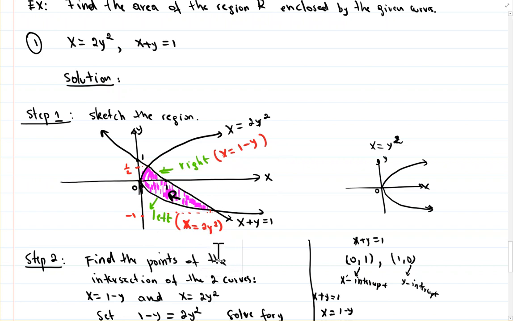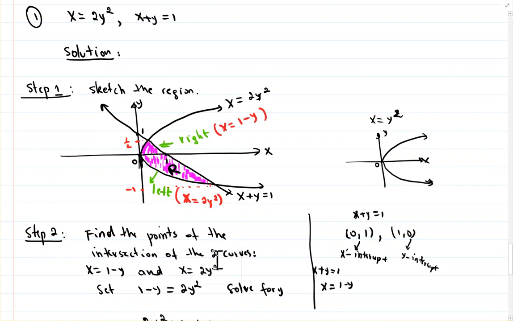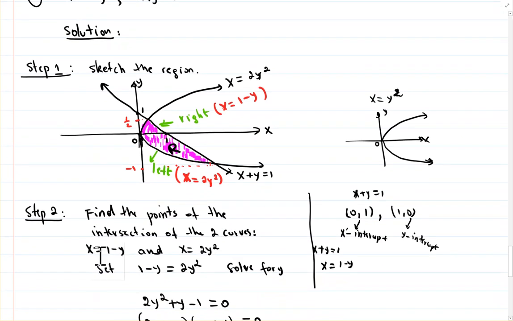Now, what we need is limits of integration. To find them, we find the point of intersection of these two curves. To find the point of intersection, we'll have to set these two curves equal. This curve, we solve it first for x. You get x equals 1 minus y, and then the other one is x equals 2y squared. So when you set these two equal, we're going to set the right sides equal. So you get 1 minus y equals 2y squared.